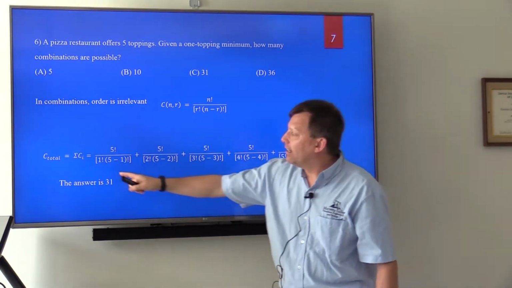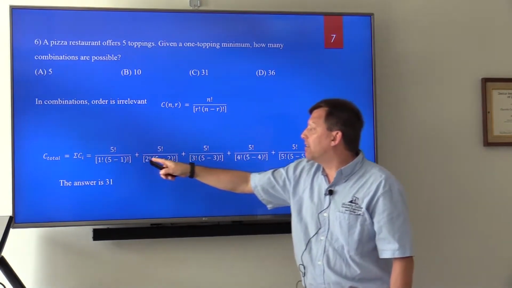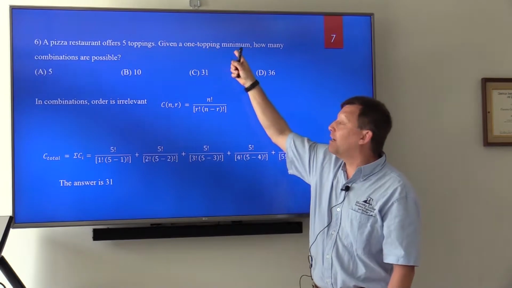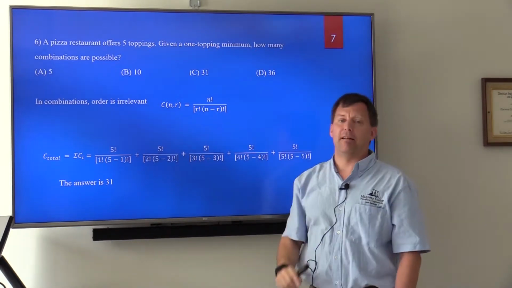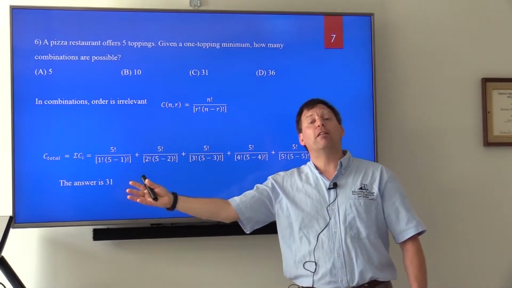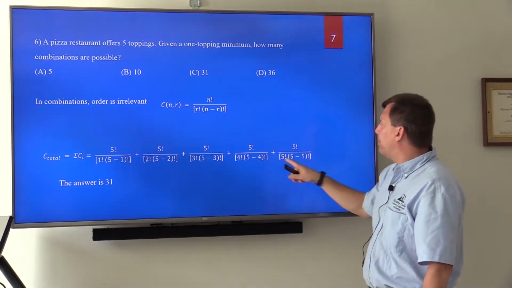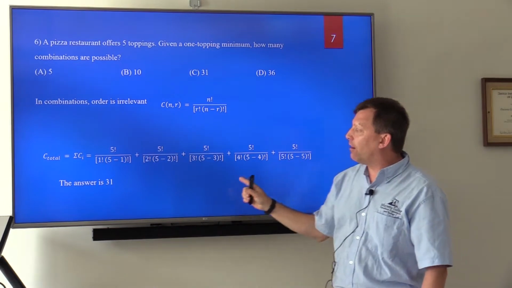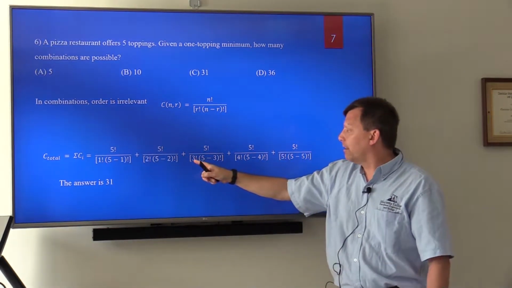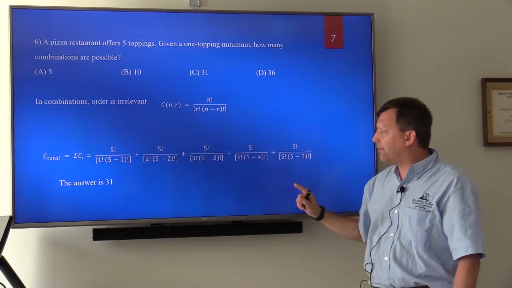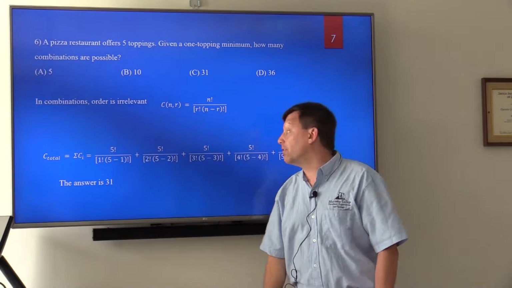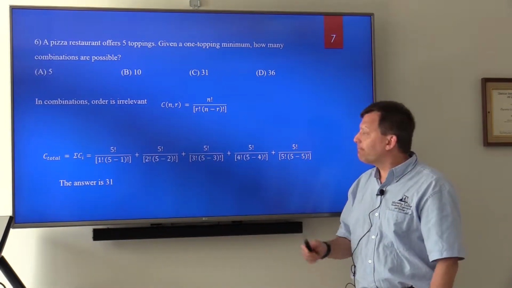So in this case, the total number of combinations is the sum of all of these, because it says given a 1 topping minimum, how many combinations are possible? I may want 3 toppings. A friend of mine might want 1 topping. So the total number of combinations possible is the summation of all of these. So I've got here, this is 1 topping, 2 toppings, 3 toppings, 4 toppings, and 5 toppings. And when you do all that, you have 31 different combinations of pizza.